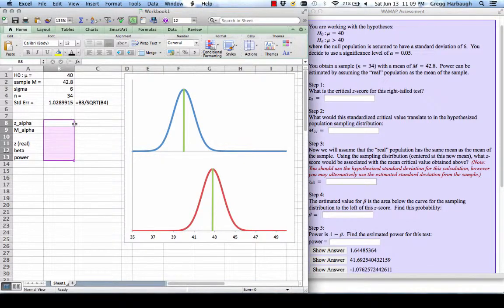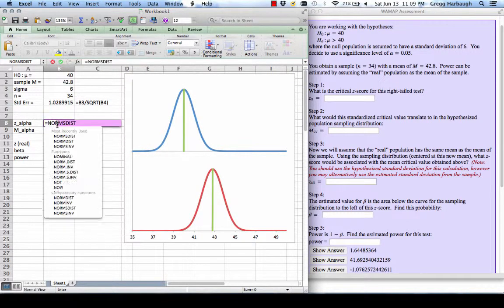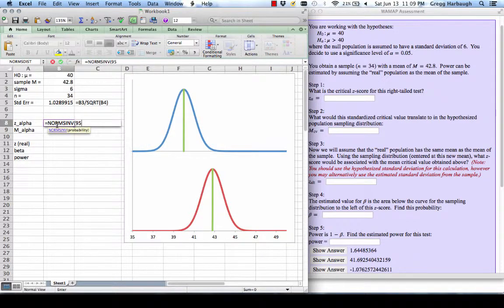The first question is to determine what is the critical z-score for this right-tailed test. And this would be equals NORM.S.INV for 95%, because we want 95% of the values to the left, indicating the region in which we would fail to reject the null, and only 5% of the area to the right, which would be the critical region in which we would reject the null. If we were to actually calculate this as a value, this would be the z-score times the standard error that we calculated plus the hypothesized mean.